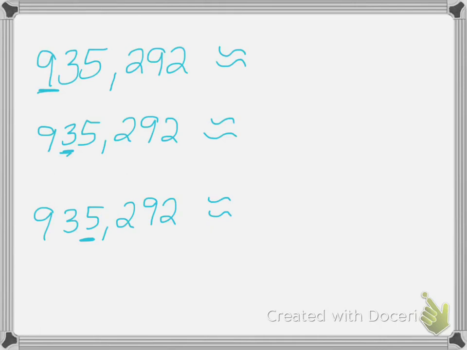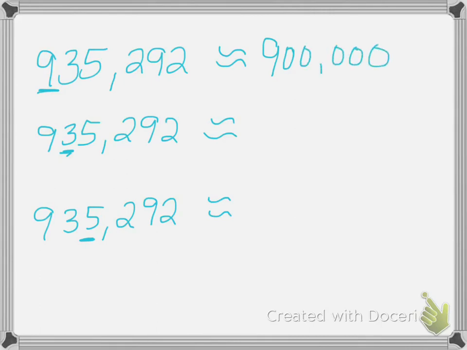We have the same number, but rounding to a different digit each time. We're going to start with the hundred thousands place. We have 900,000s. Okay, so that would go ahead and round to 900,000.